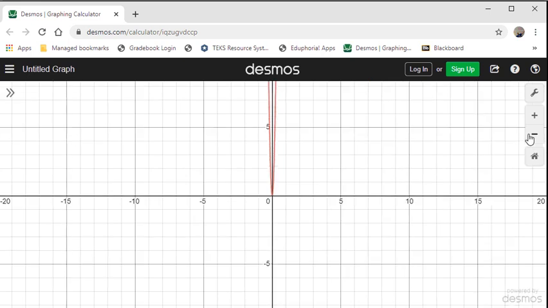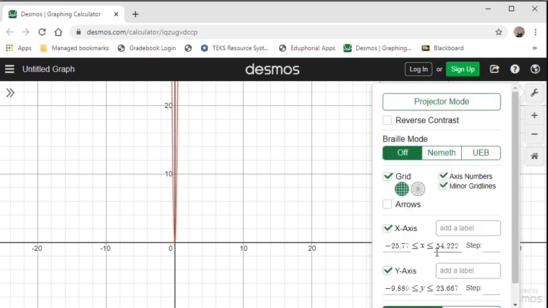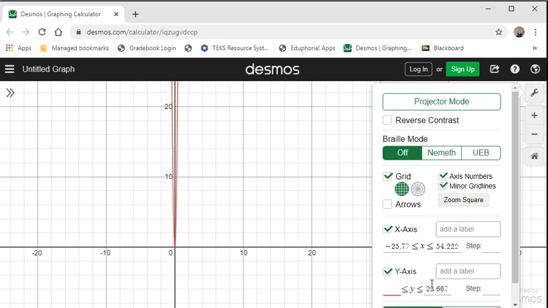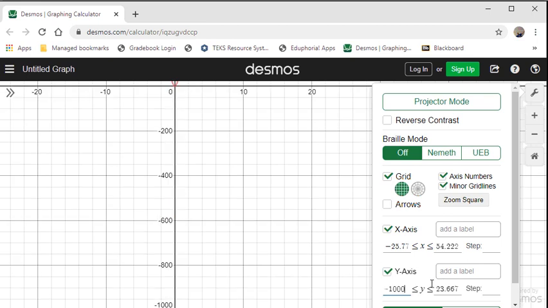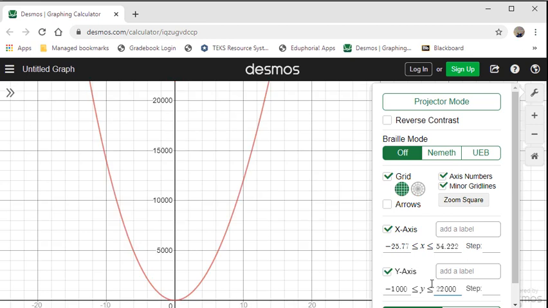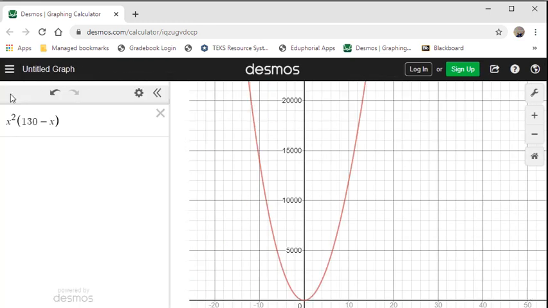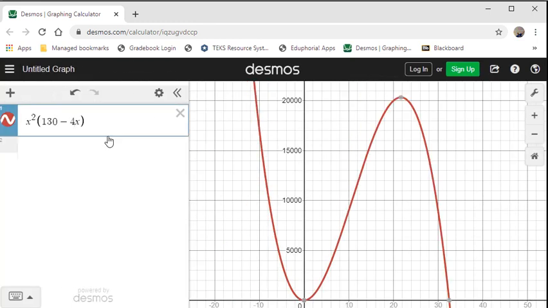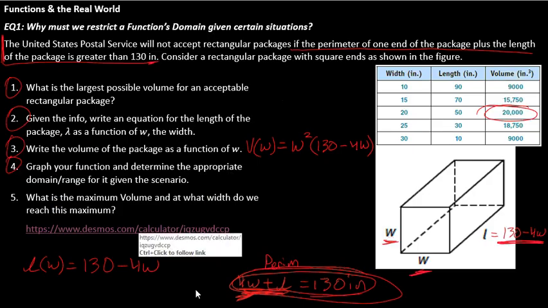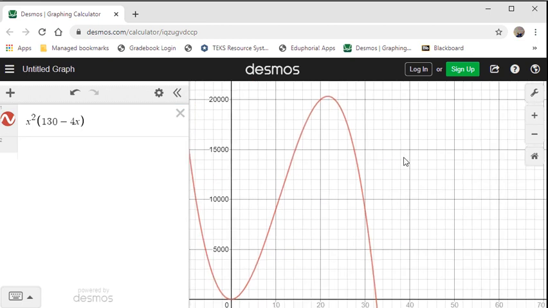Okay, so even if we zoom out, we can't really see anything of what's going on. So we're going to have to adjust the settings a little bit. And it's useful that we already know that our maximum volume is around 20,000, right? So for my y-axis, I'm going to say negative 1,000 to about, we'll call it 22,000. Okay, and I goofed whenever I did this. That should be 4x, right? Minus 4x. Let me make sure I wrote that down. Yeah, okay. Whoopee! Okay, so now that fits.